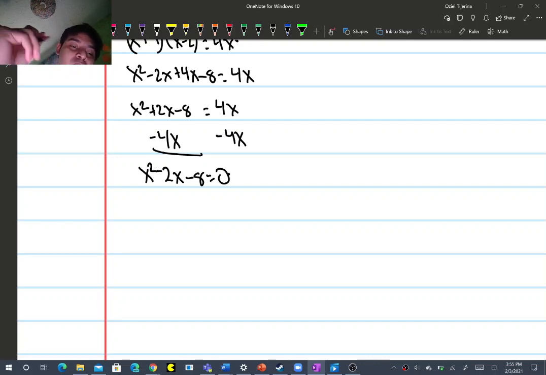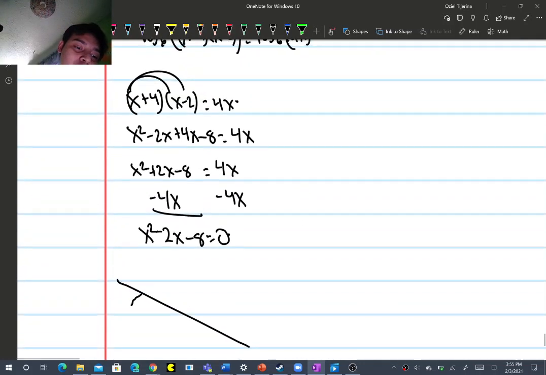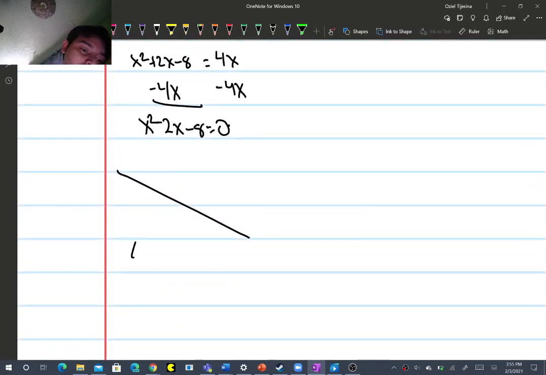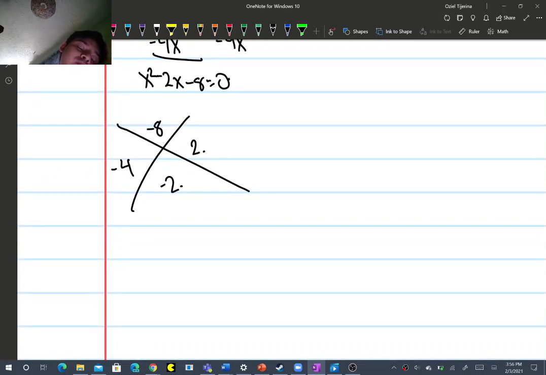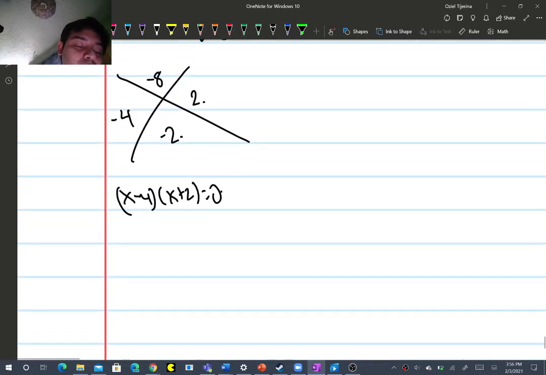Then we're going to factor this out. We have 1 and negative 8, 1 times negative 8, and then we have a negative 2 on the bottom. So two numbers that multiply to negative 8 and add to negative 2 are negative 4 and 2. So we have x minus 4 times x plus 2 equals 0. So then our answer will be x equals 4 and x equals negative 2.